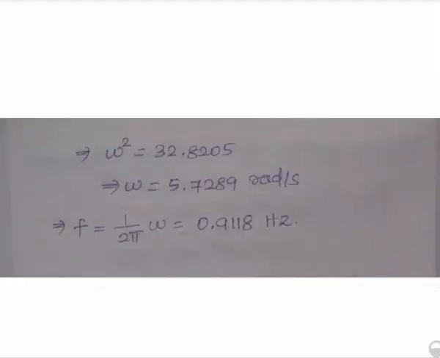By taking the square root, we can calculate the circular frequency omega as 5.7289 radian per second, and the natural frequency f can be computed using the formula omega by 2 pi. The result is 0.9118 Hz. So this is the natural frequency for the given one-dimensional fixed beam element.